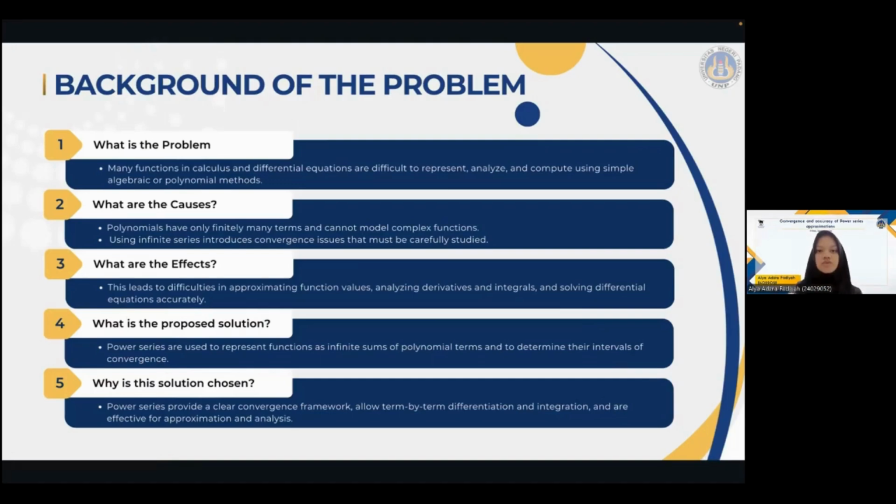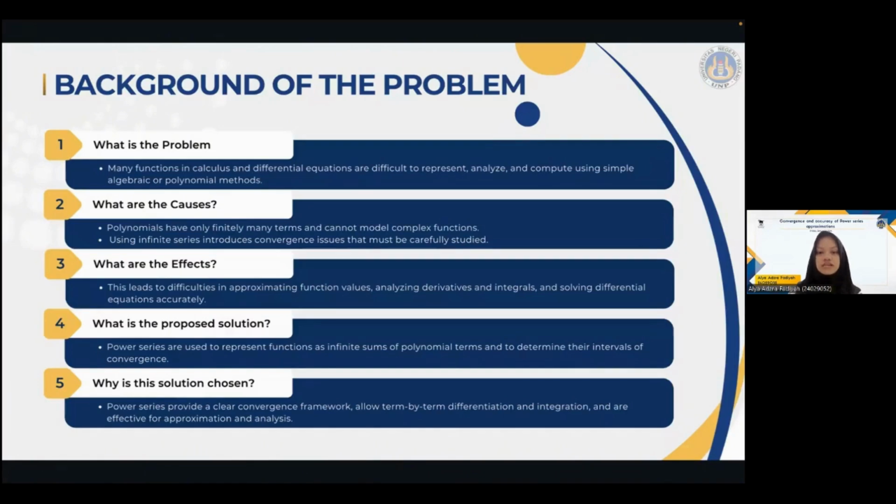Now, I would like to explain the background of this project. First, the main problem addressed in this project is that many functions in calculus and differential equations are difficult to represent, analyze, and compute using simple algebraic or polynomial methods. As a result, these traditional approaches are often insufficient when dealing with more complex functions. Second, this problem arises because polynomials contain only finitely many terms, which limits their ability to model complex functional behavior.